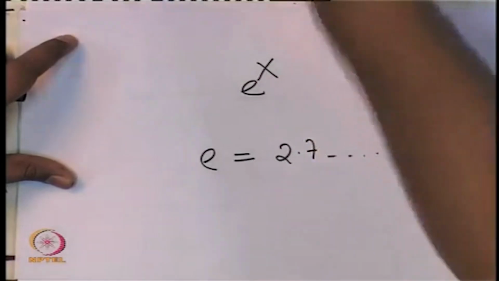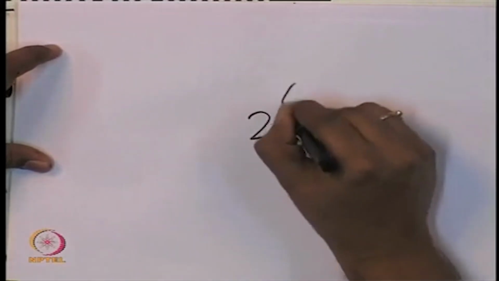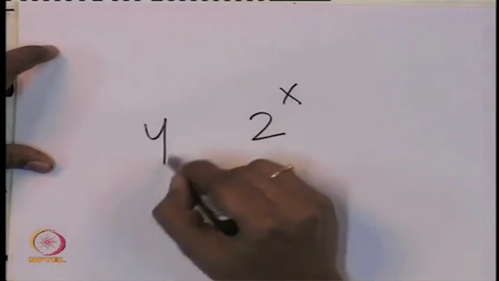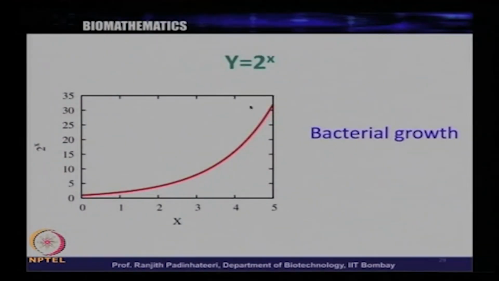Now, let us have a look at another function. If you can have a number power x, you could imagine something like 2 power x. 2 is a number and 2 power x is a function. So, y of x is equal to 2 power x. This slide shows y equal to 2 power x, which increases just like e power x. Now, why did I bring up this 2 power x function? Because the very well known phenomenon of bacterial growth in biology behaves like it. The number of bacteria in bacterial growth is like a 2 power x function.